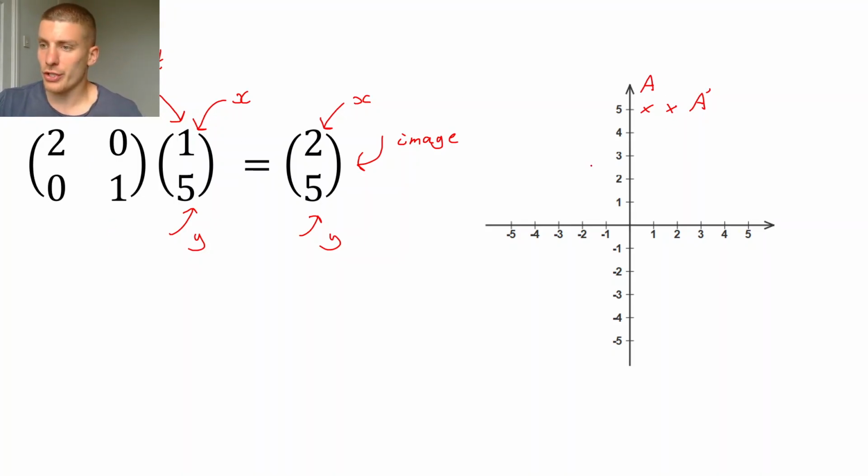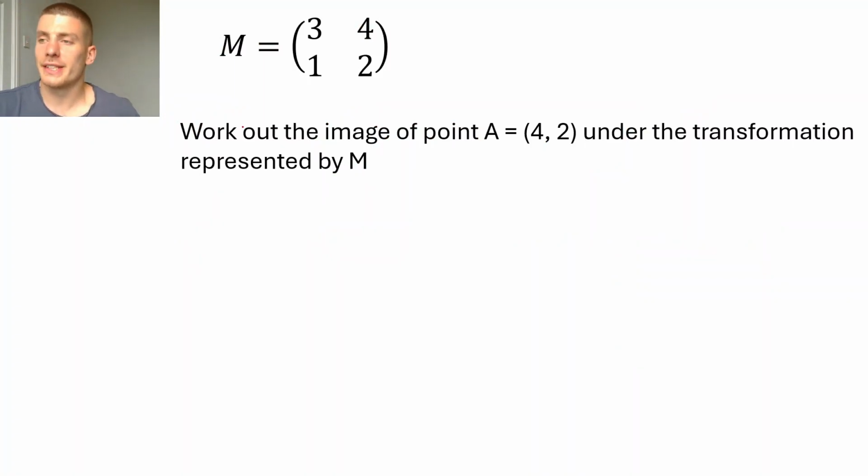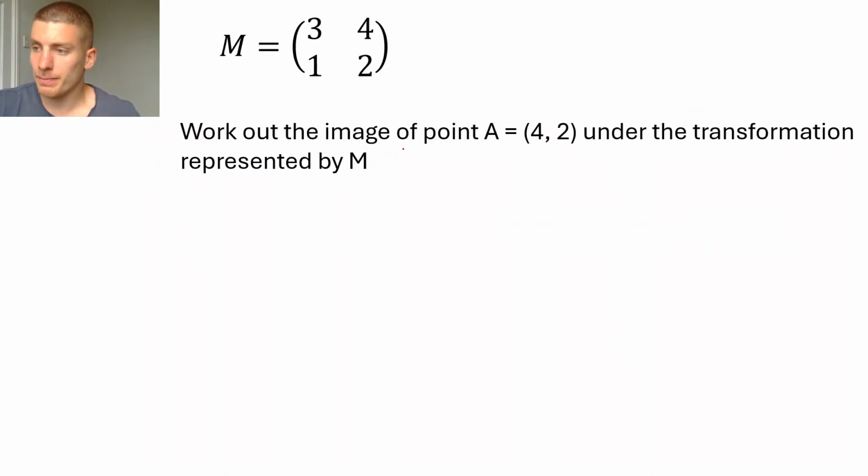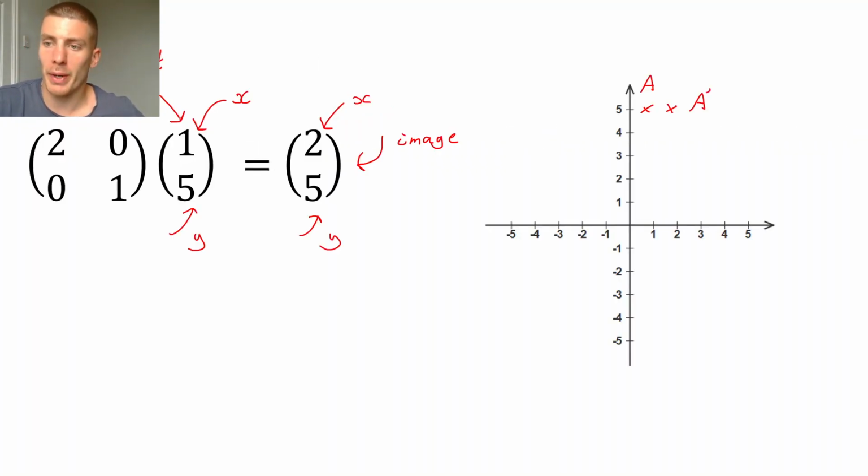Now let's just look at a quick question to conclude the video. It says, you've been given the matrix M is 3, 4, 1, 2. Work out the image of the point A, 4, 2. Remember the image is the final point. So work out the image, which is the final coordinate of the point 4, 2 under the transformation represented by M. And we've just seen that to get this new final point, you just multiply the matrices together. It is quite important the order in which you do this. You've got to go for the 2 by 2 matrix first, then the 2 by 1. Otherwise, it won't work out.